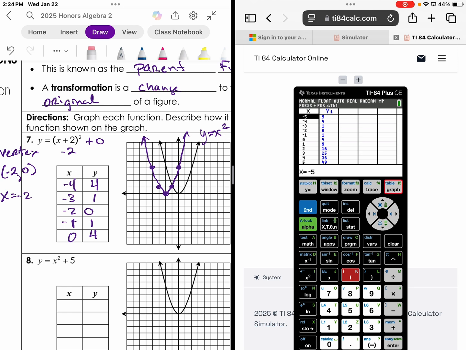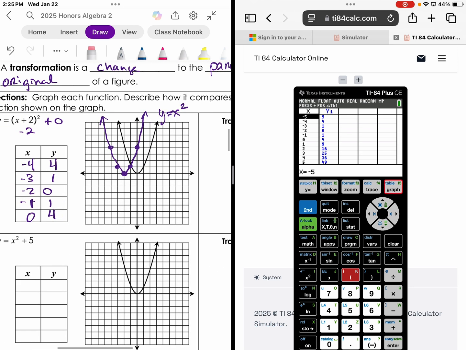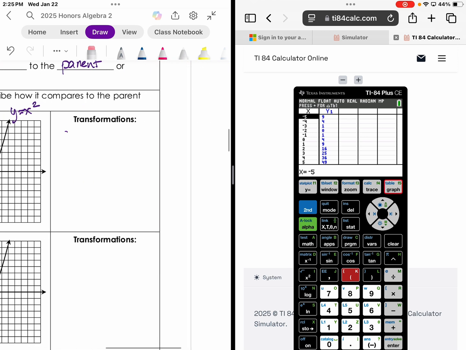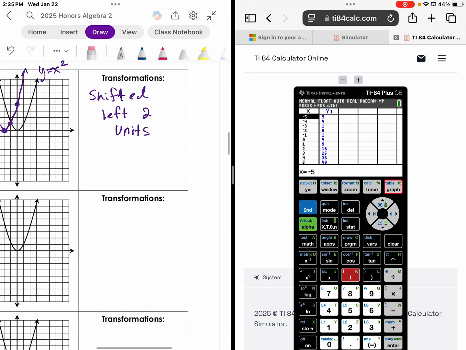Y is equal to x squared. The black graph is the parent function. How did it move? Did it move left or right? Yeah, it went left. How many? Yeah, so I'm going to say it shifted left 2 units. And a lot of these on homework are like drop downs. It'll say it shifted 2 units, and then the next drop down will say left or right or up or down, and you just got to fill it in properly as you're choosing stuff.